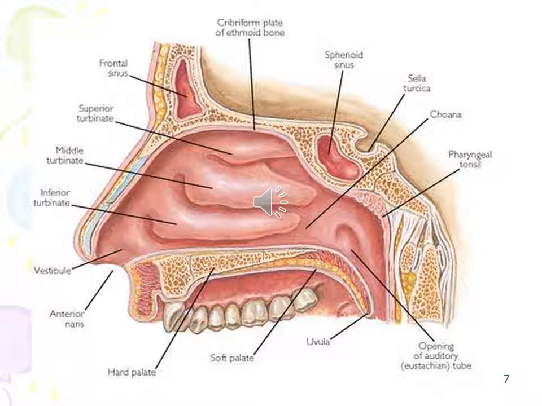We have the ethmoidal sinus, the ethmoidal bone, which is not accessible for physical exam, and the sphenoidal sinuses, which are also not accessible for physical exam.